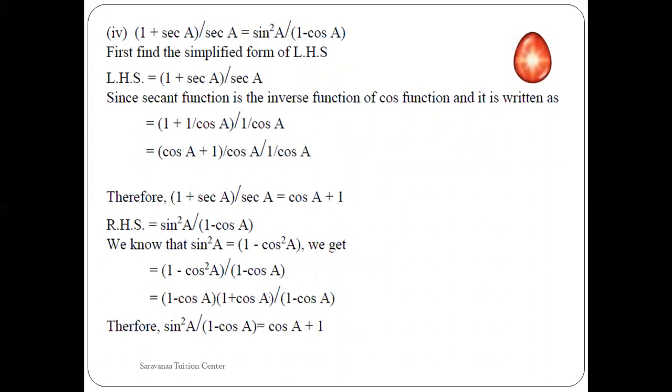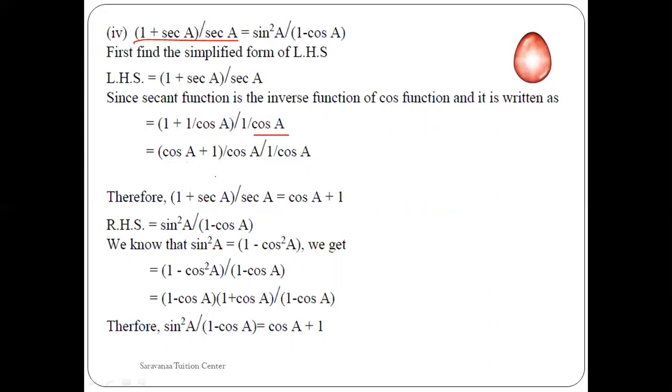Okay. First, find the simplified form of LHS. So, take the LHS (1 plus secant A) by secant A. Change secant A as 1 by cos A. So, (1 plus 1 by cos A) by 1 by cos A. Take the denominator cos A to the numerator. That is cos A into (1 plus 1 by cos A).